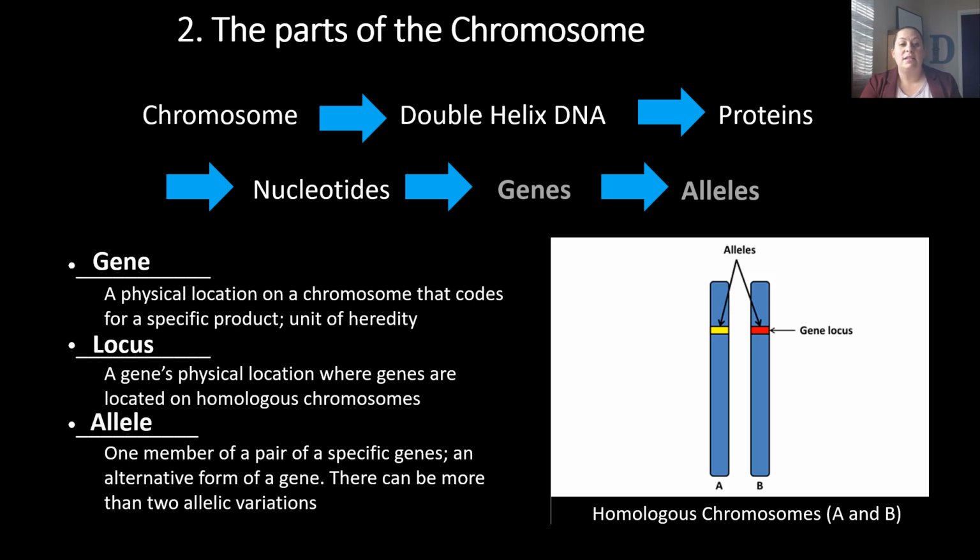The allele is one member of a pair of specific genes. So an alternative form of the gene could be present, but this is the allele. Okay, so there's normally at least two genetic variations when we look at alleles. In this particular case, you're seeing that one is yellow and one is red. But those are the alleles. They code for the same gene because they're found in the same location or locus. Okay, and so this is what we're looking at when we break down the idea of that chromosome.